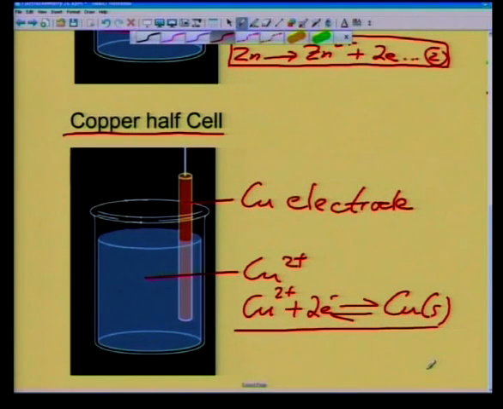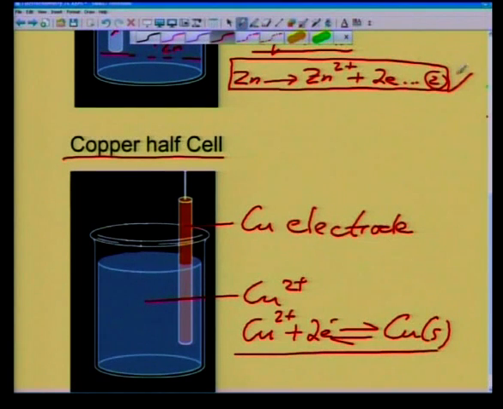So it looks as if nothing is happening. But if you check carefully, these two equations that I have just shown you are the equations that you see in your table of standard reduction potentials. So this is actually where it comes from. Now, let's move on.